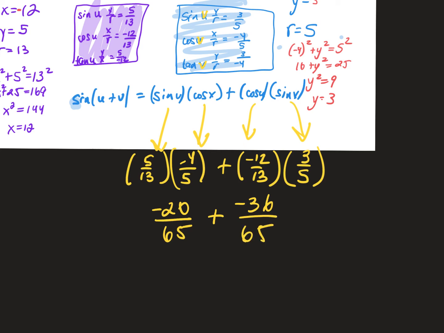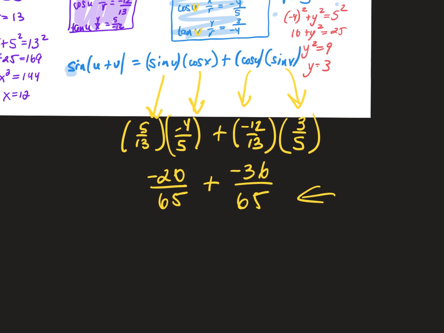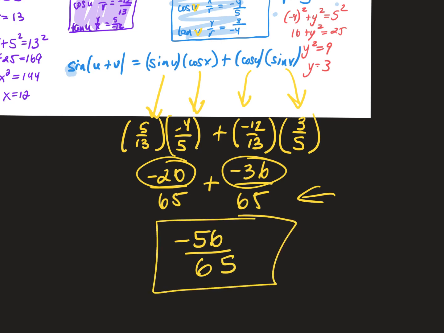Every single time you do these problems, guys, you should get the same denominator here. So you're good to go. Now I can just simplify the numerators. I can add them together. A negative 20 and a negative 36 gives me negative 56 over 65. And I look at this number and make sure, can I simplify further? If I cannot simplify any further, then you're good to go.